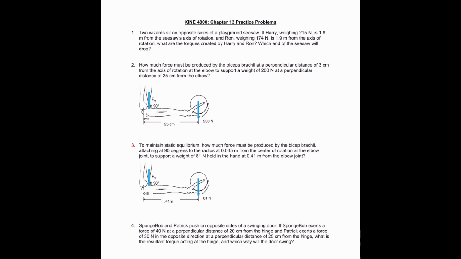So for question number 1, it's asking us, two wizards sit on the opposite side of the playground seesaw. If Harry, weighing 215 newtons, is 1.8 meters from the seesaw axis of rotation, and Ron, weighing 174 newtons, is 1.9 meters from the axis of rotation, what are the torques created by Harry and Ron? Which end of the seesaw will drop? So this question is asking us two things. What are the torques created by Harry and Ron? On top of that, it's also asking us which end of the seesaw is going to drop.